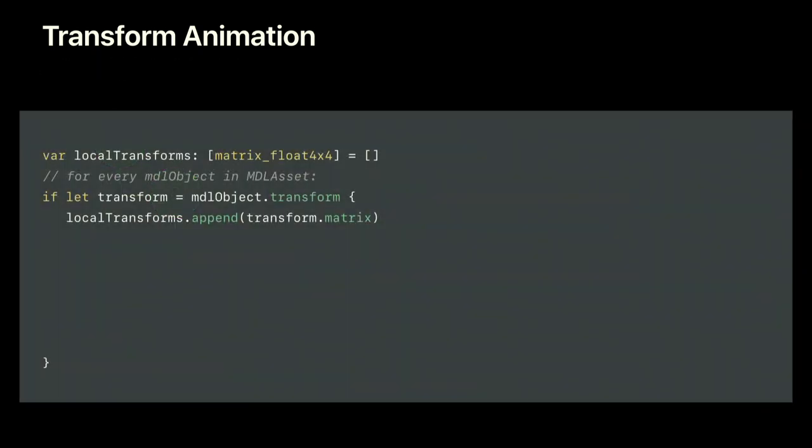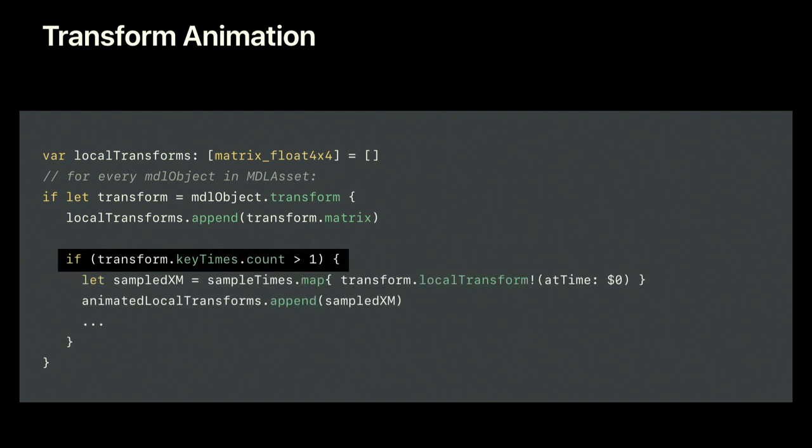And once again, with Model.io, that's really easy to do. As before, we run over all of the objects looking for the transform components. And when we find them, we're going to be appending them. But now we're going to do one more thing, which is ask the transform if it has any keyed times on it. If there's no keyed time, that's a 0 count, then we're just going to use it as is. And if there's one keyed time, we're just going to treat it as constant. So we're just looking for counts that are greater than 1.